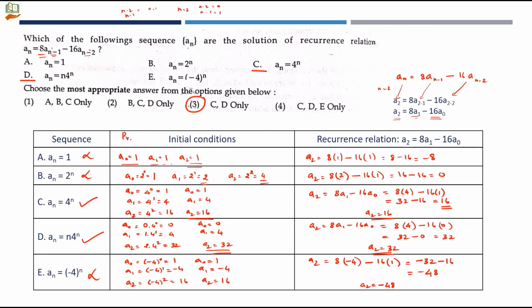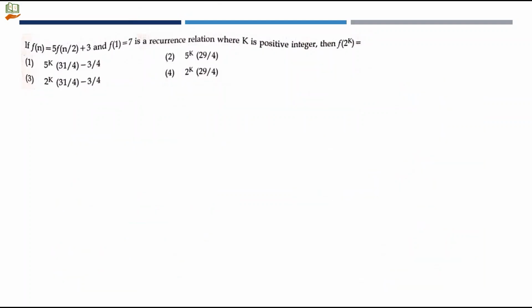You can also say preceding terms instead of initial conditions. Next question. If f of n is equal to 5 into f of n by 2 plus 3 and f of 1 is equal to 7, is a recurrence relation where k is a positive integer, then f of 2 power k is equal to what? We have a formula to do that, but before getting into the formula, I'll tell you the story first and then go for the calculation.